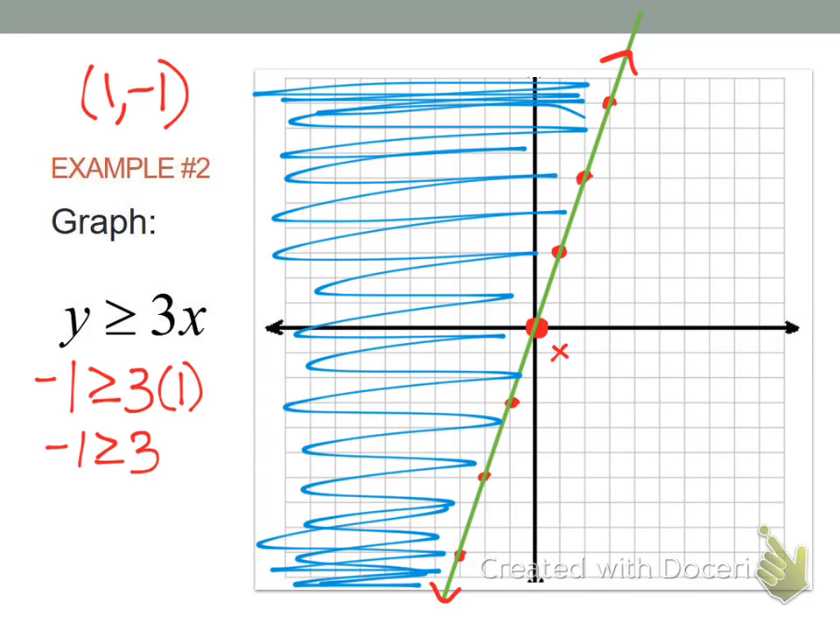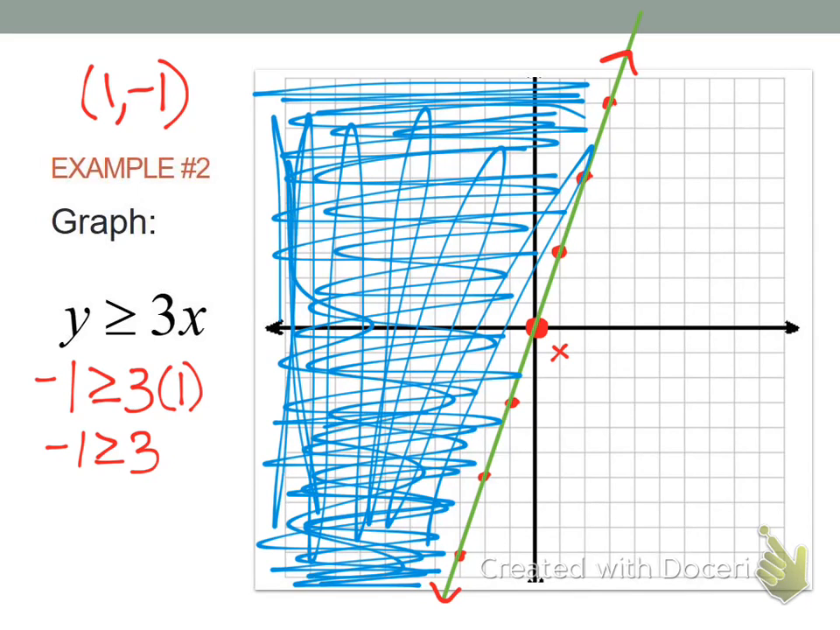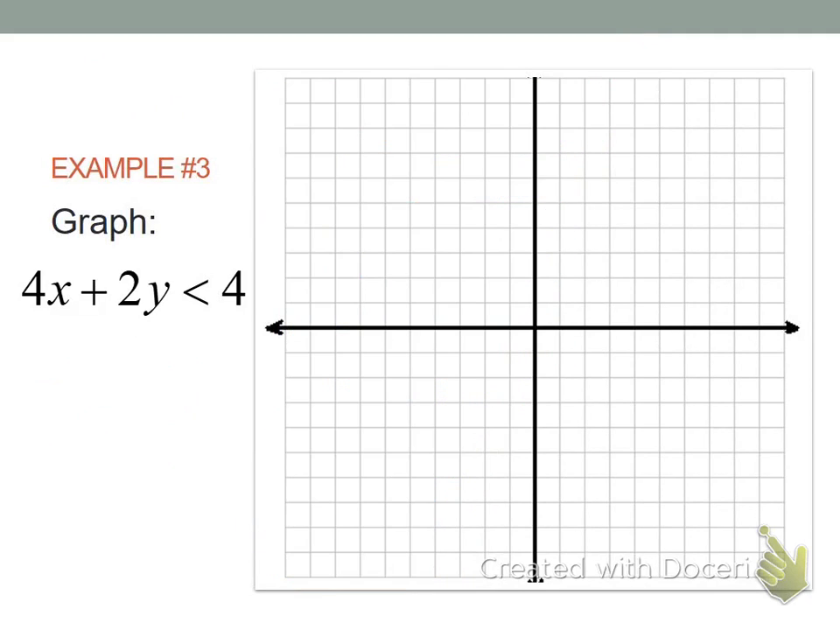How do you know which side to shade on? So we test a point. If that point works and makes a true statement, we would want to shade where that point is. If that point does not work, we go to the other side. All right, let's go for example 3.